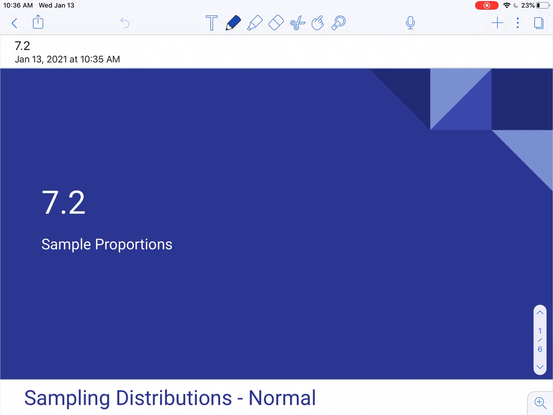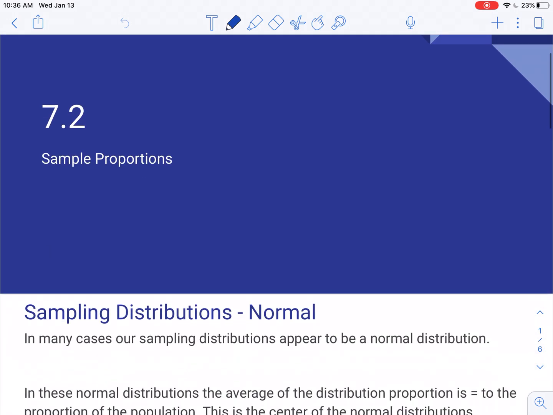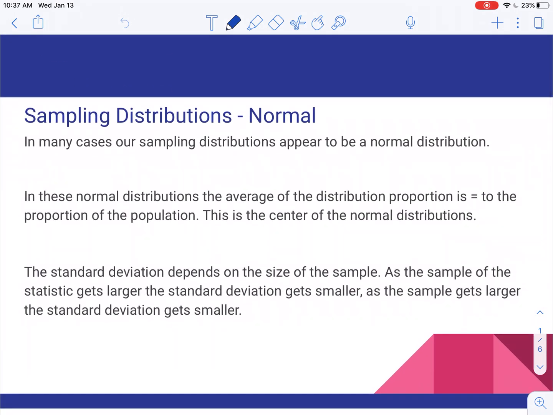These are the 7.2 notes, and we're going to continue looking at sample proportions here. A lot of sampling distributions we can actually end up making normal, depending on the conditions, and we're going to break this down. In many cases, our sampling distributions appear to be a normal distribution, and I think you've started seeing this as we do our sample distributions.